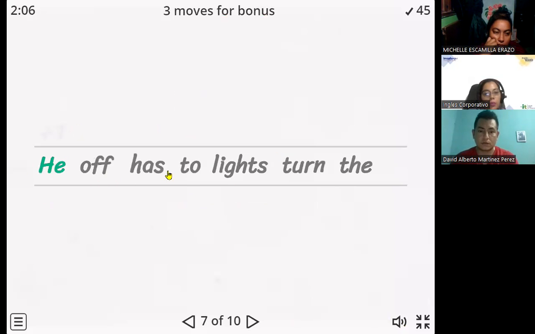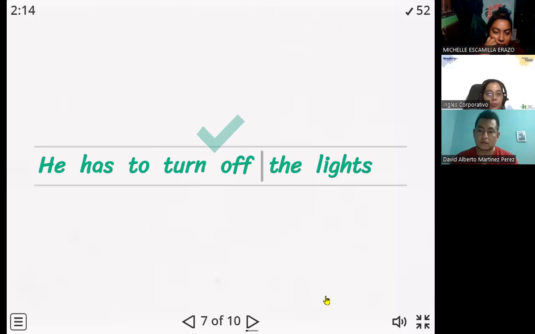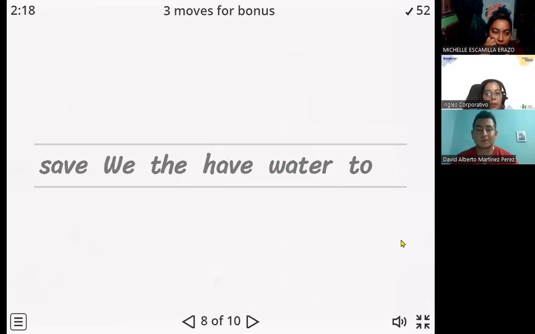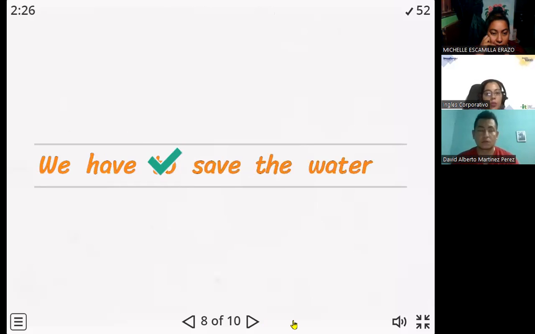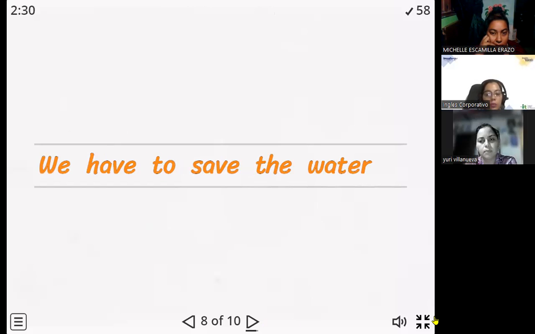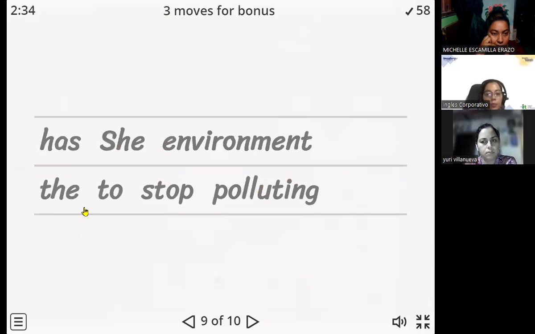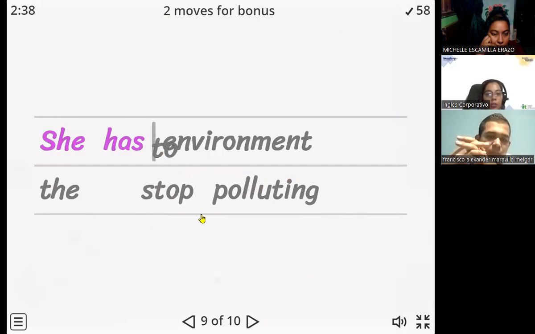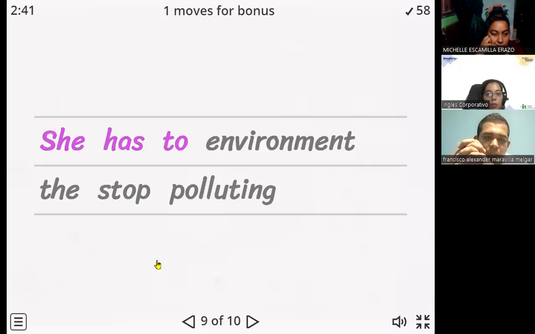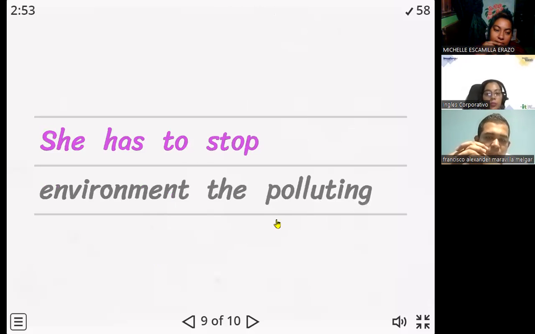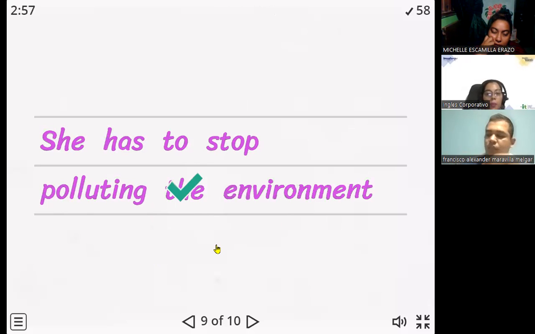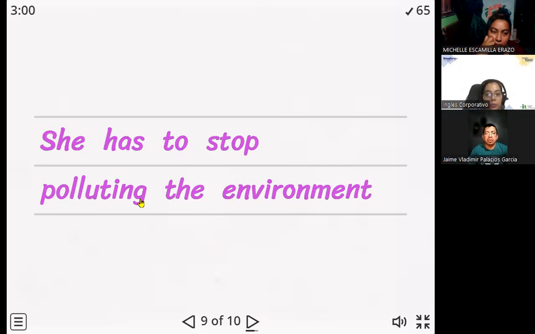Okay. He has to. Turn off the light. Excellent, guys. Muy bien. What about this one? We have to. Save the water. We have to save the water. Excellent. Okay, now. She has to. Stop. She has to stop. Excellent. Holding the environment. Tolerant the environment. This is about pollution.